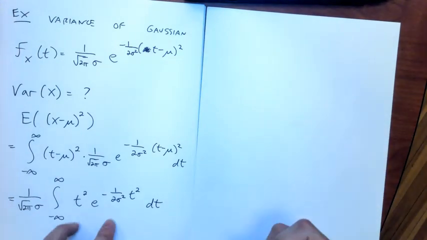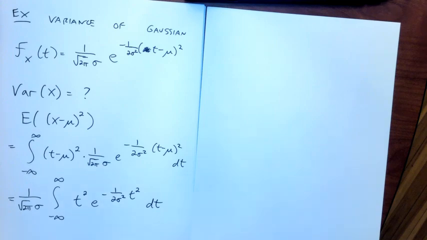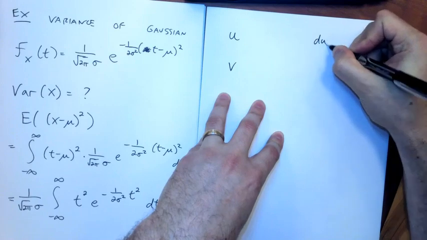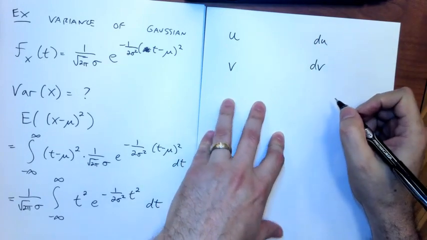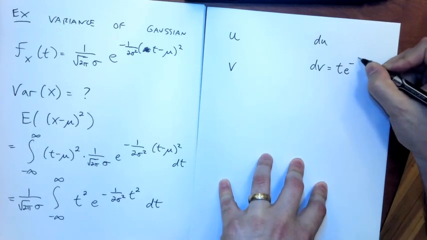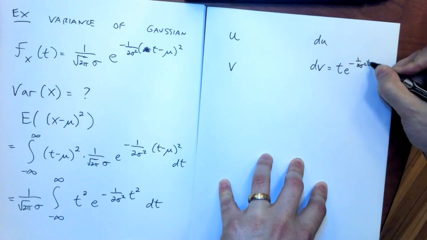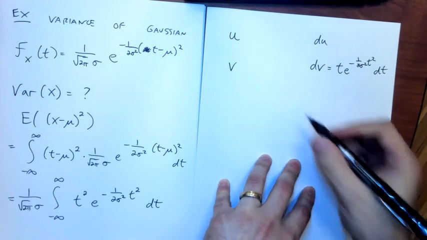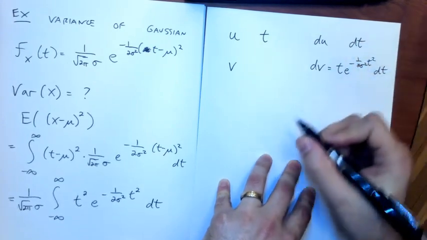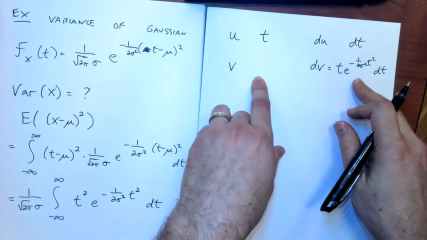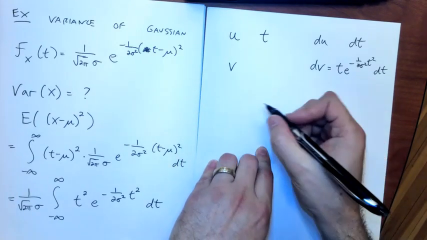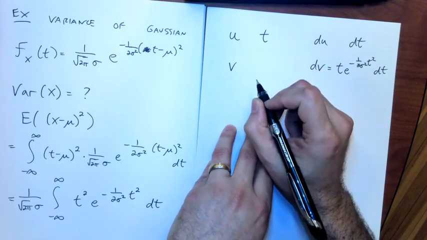I'm going to, again, try to get this t e to something in a term by itself. So let's make my little map here. So the dv, I'm going to take one of the t's and the dt part, and that leaves behind for u the other t, which means that du is dt. And then v, what do you call it? Integral, right, of this is going to be, let's think about this for a second.